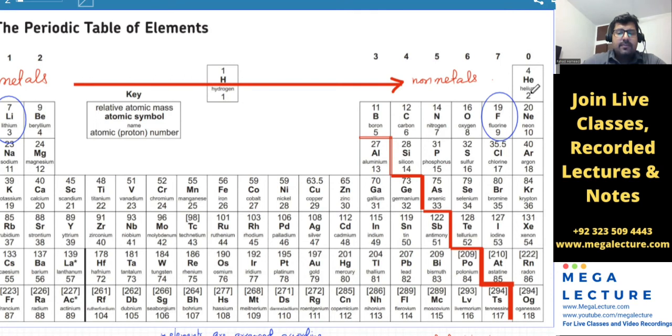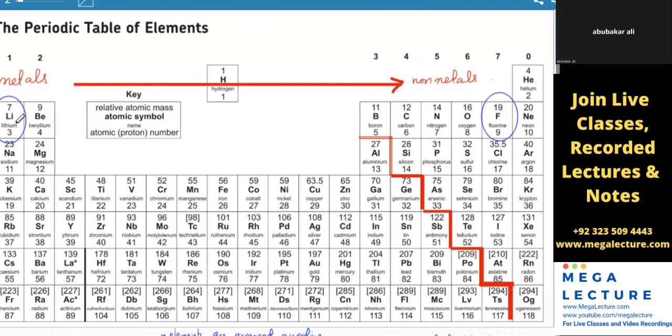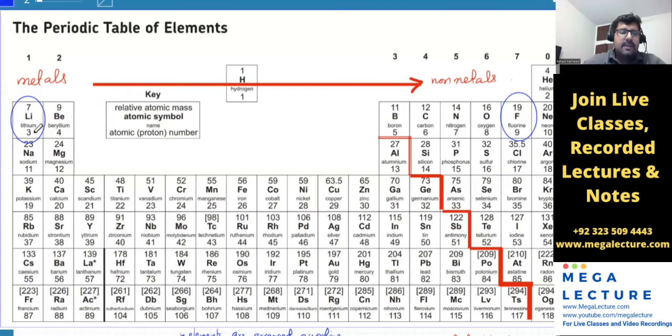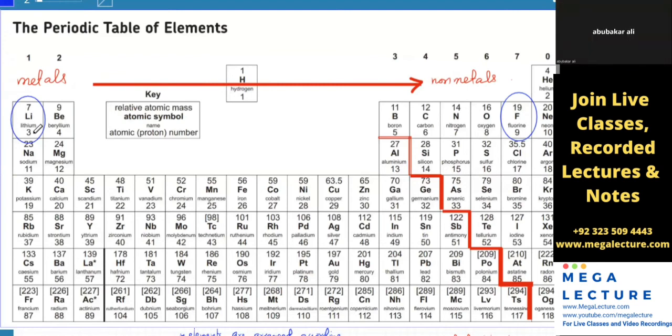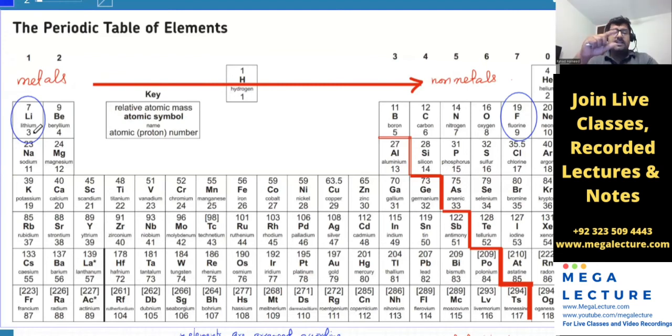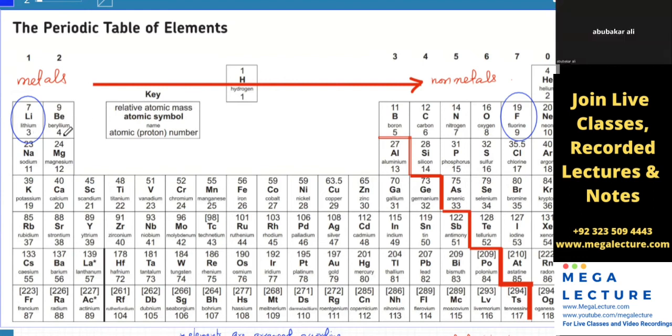What about number 2? It's got 2 electrons, right? So how many outer shell electrons will it have? 2, right? Then move to lithium, number 3. How many outer shell electrons will it have? 1, sir, because now the electronic configuration is 2 and 1, right? How many will beryllium have? That's 2 outer shell electrons, right?